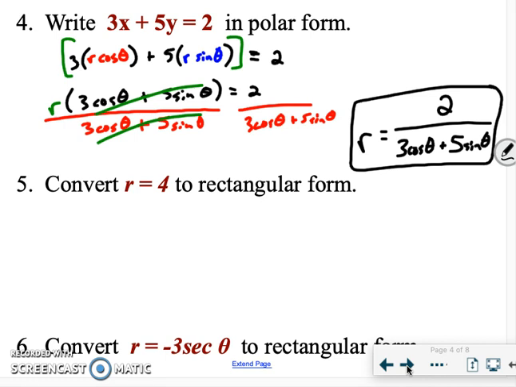Again, when we change from rectangular to polar, that means that we have to get rid of all x's and y's, and we have to equate to all r's and thetas.